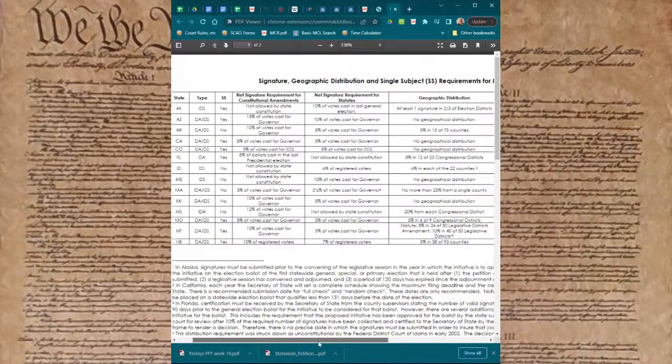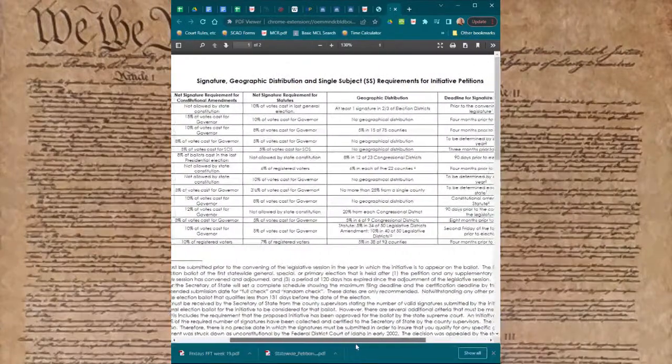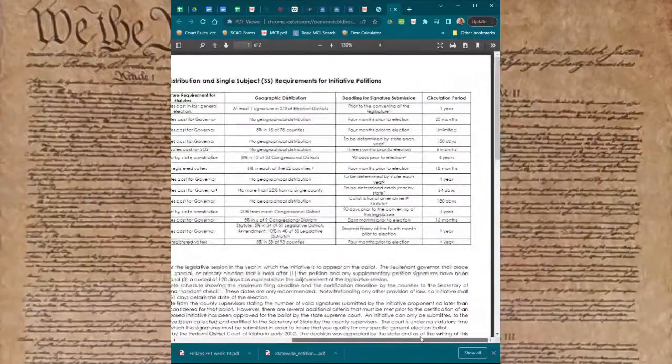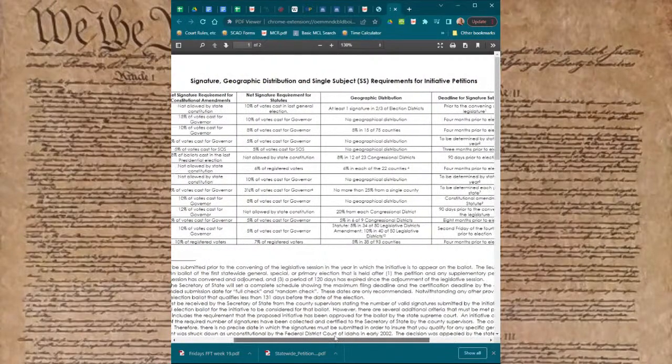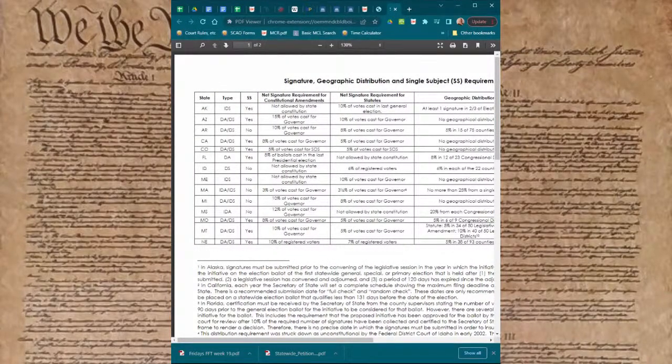It actually takes you to a PDF entitled Signature, Geographic Distribution, and Single Subject Requirements for Initiative Petitions. So basically, this is telling you that in states that allow a petition, this is the state. So it's not too many that they're covering here, but Alaska, Arizona, Arkansas, California, Colorado, Florida, Idaho, Maine, I believe that's Massachusetts. Man, I don't remember my abbreviations anymore for states. Michigan, I believe that's Mississippi and Missouri, Montana, and Nebraska.